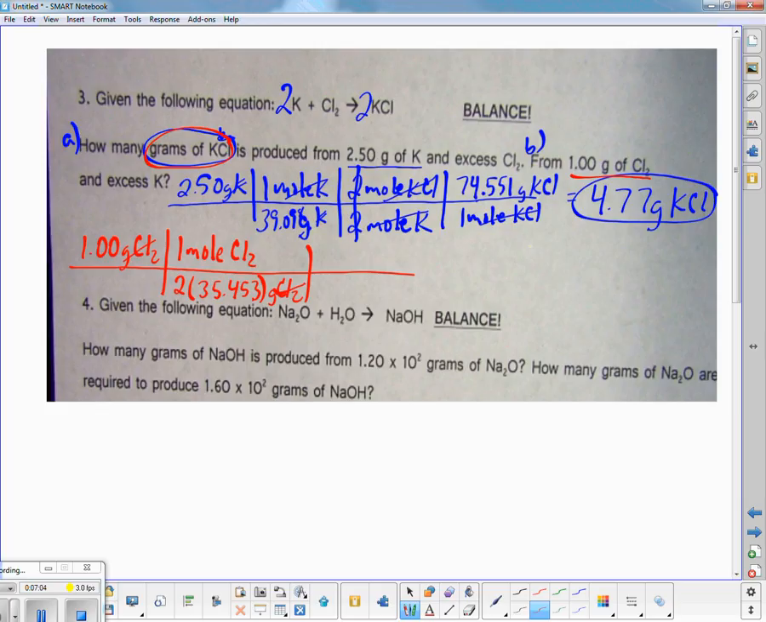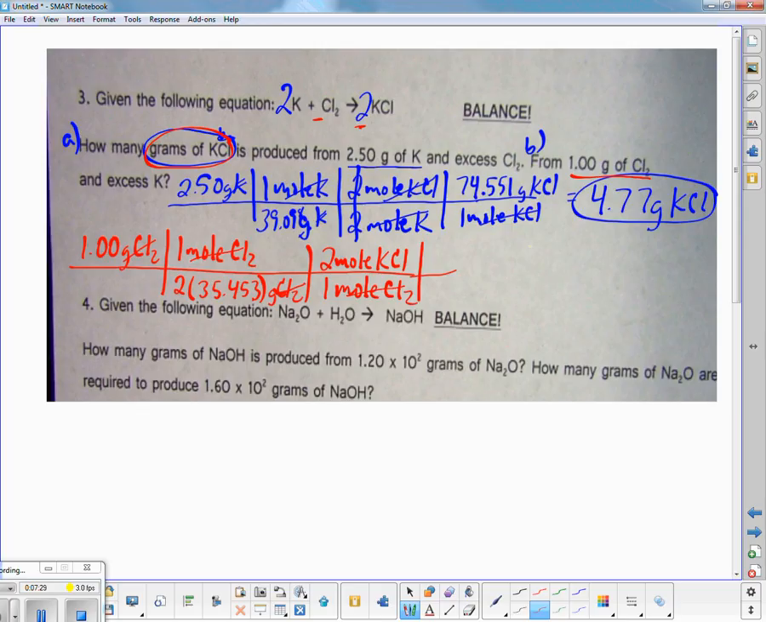I go back up to the equation and find out what's in front of the 2 things that I want to use. What do I want to get rid of? Cl. So it goes down on the bottom. So 1 mole Cl2, because that's what's at the coefficient. And on top, I put 2 moles of KCl. At this point, I can cross out mole of Cl2.